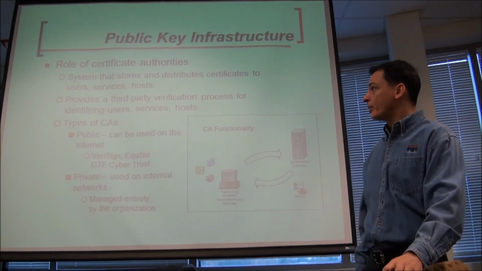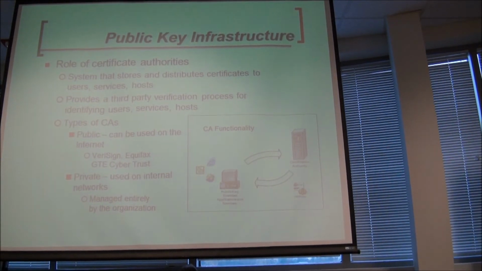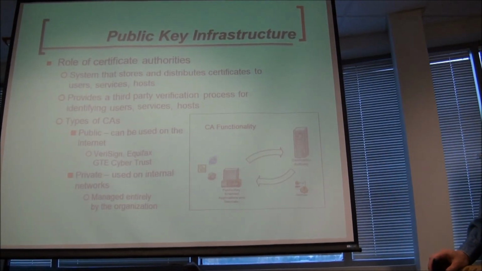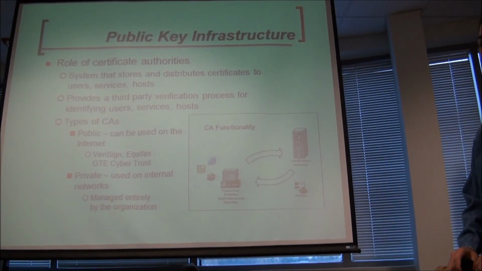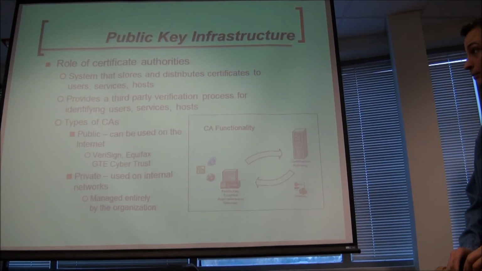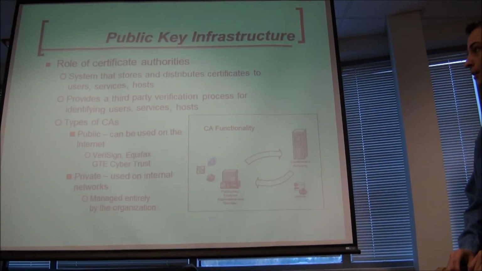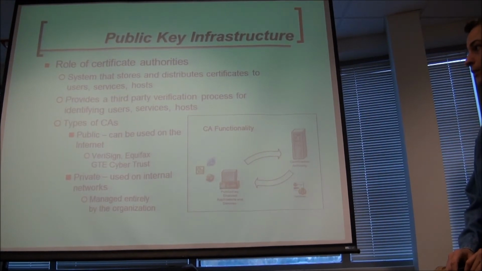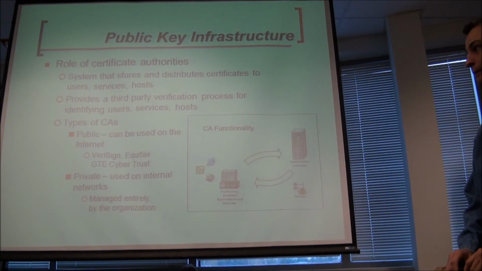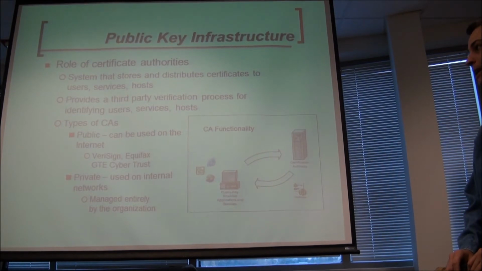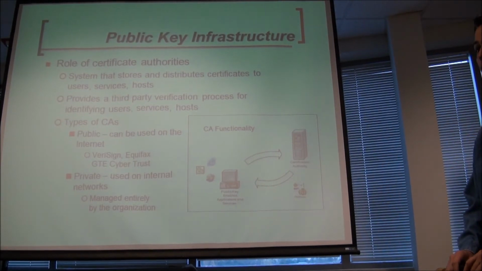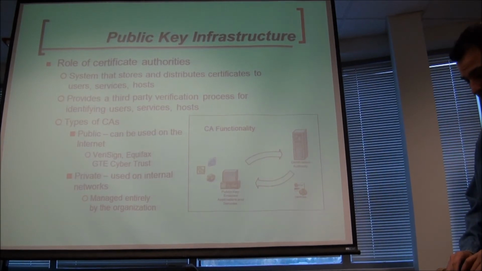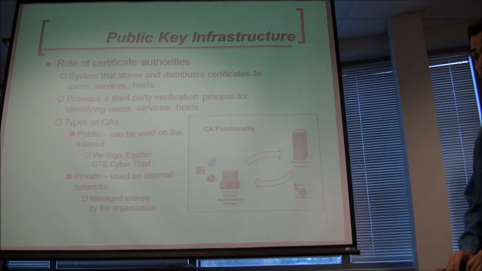So the role of certificate authority, this is what they do. It's basically a system that stores and distributes certificates to users or services or hosts or anybody that wants to use them. It provides a third-party verification process, which brings us up to the two types. You have public types and private types. Public types are the ones that you use out on the internet, like VeriSign, Equifax, Entrust, Comodo, or any of those other ones.